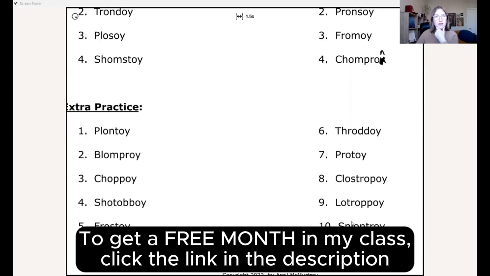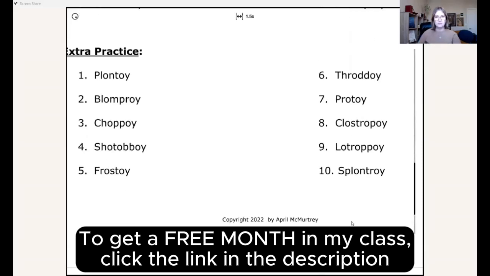Now it's chomprun. Chomprun, because now this O has to change to the schwa sound. Okay, chomprun. All right, now any requests for some extra practice words? Number 10? All right, my friends, let's try number 10. Go for it.